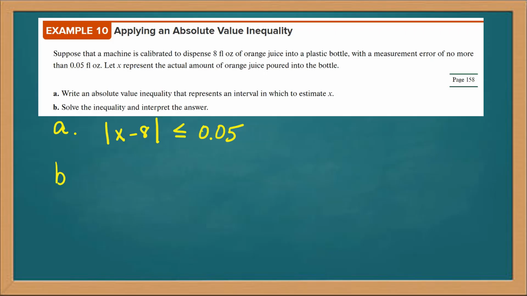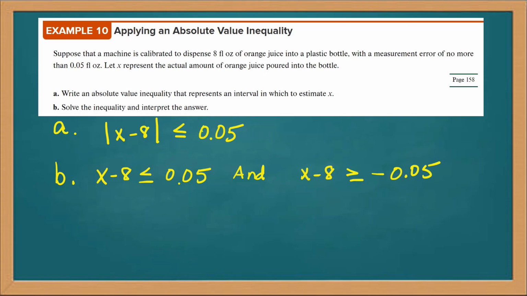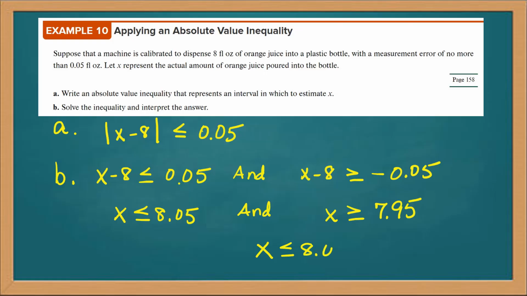All right, for part B, it says solve the inequality. So we just need to write the two inequalities that are expressed by this. So if the absolute value of x minus 8 is less than or equal to 0.05, that means that x minus 8 is less than or equal to 0.05. And it also has to be greater than negative 0.05, because we don't want to get it any further away from 0 than that. And then if you solve for x, we have x is less than or equal to 8.05 and x is greater than or equal to 7.95. And so x is between 7.95 and 8.05.